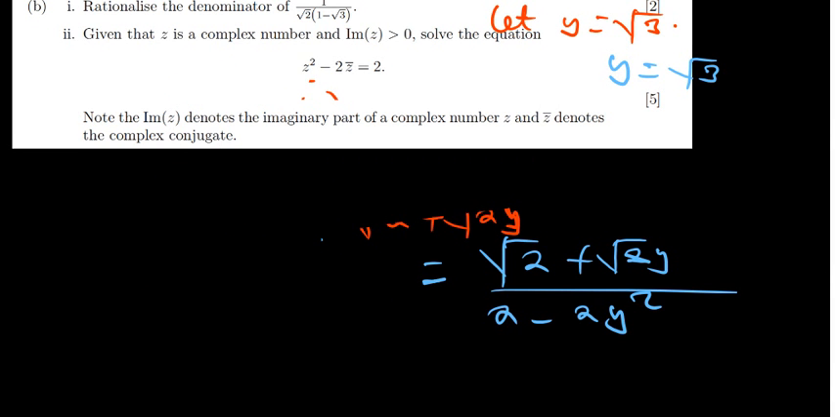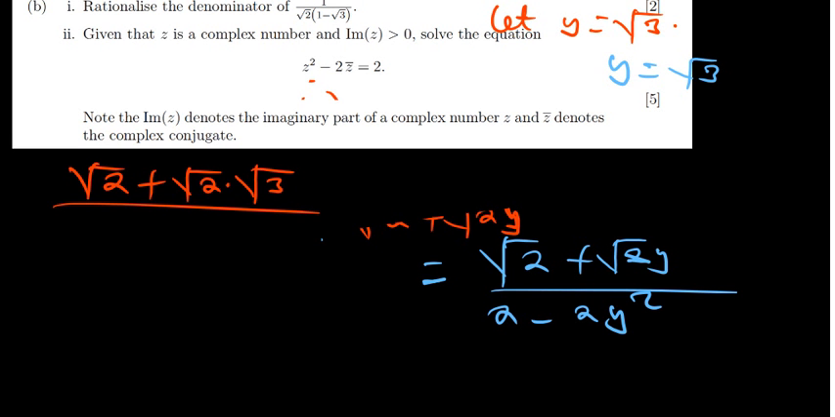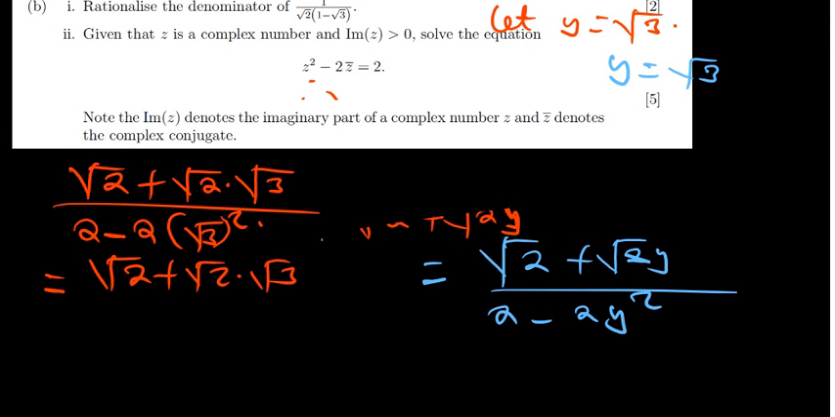I'm going to say the square root of 2 plus the square root of 2 times y. I'll replace it with what? With 3. I'll divide it with what? 2 minus 2. Then this, the square root of 3, we have to square it. So we're going to have the square root of 2 plus the square root of 2 times the square root of 3. Everything divided by what? 2 minus 2. Then this, if I square it, is going to be 3.